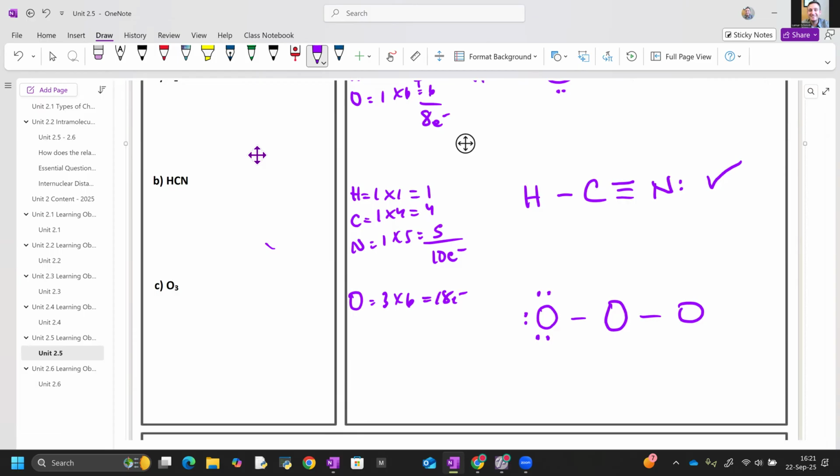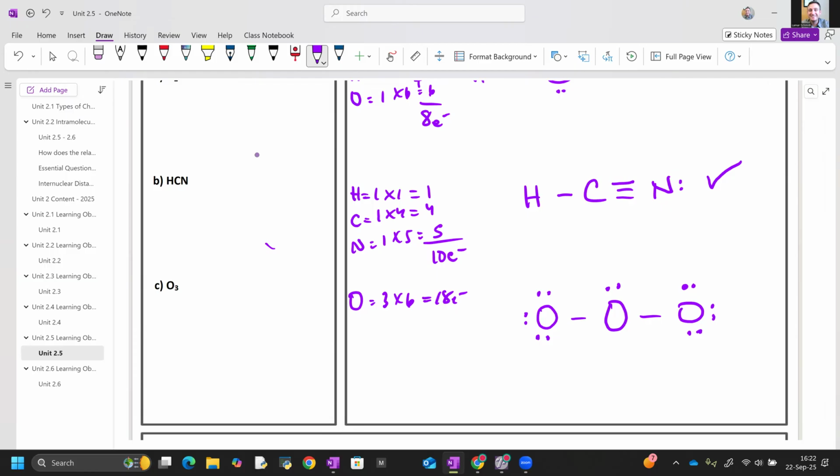12, 14, 16, 18. So then we count and make sure that we have an octet on everything. This oxygen has 2, 4, 6, 8. This oxygen has 2, 4, 6, 8. But this oxygen has 2, 4, 6. So we're short 2. For every 2 that we're short, we have to add a double bond somewhere.